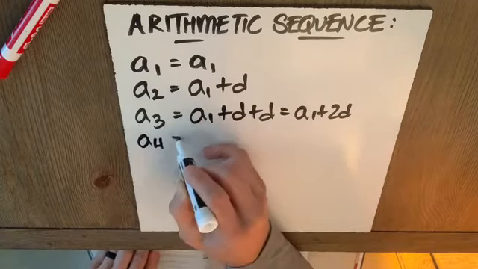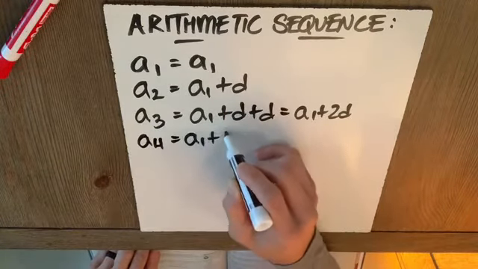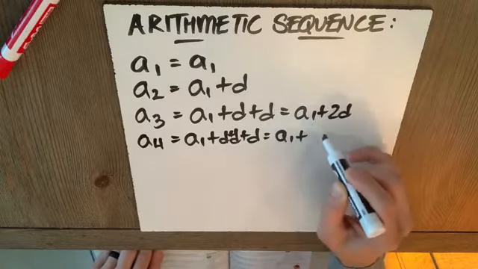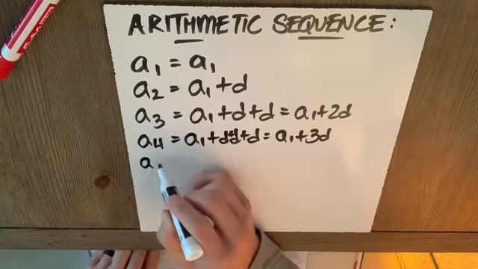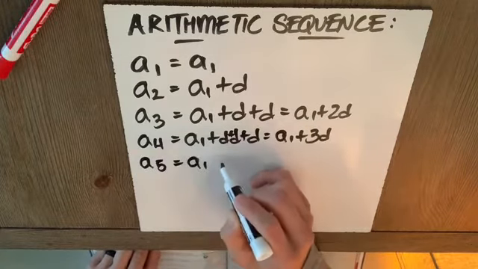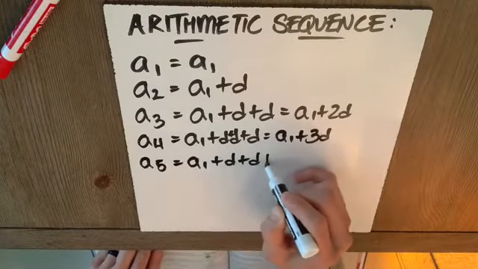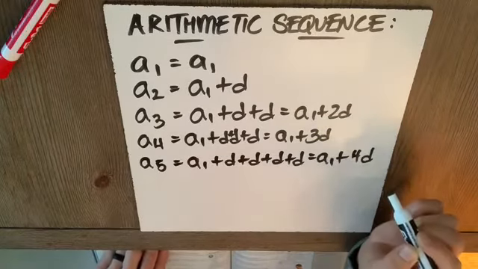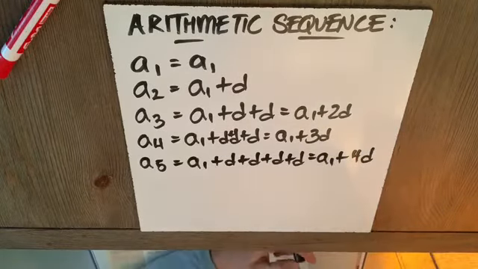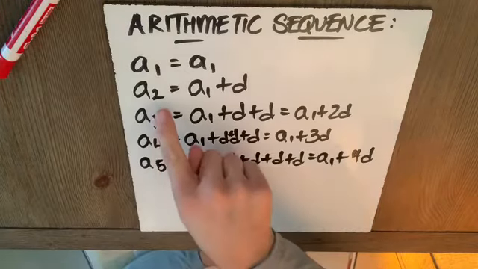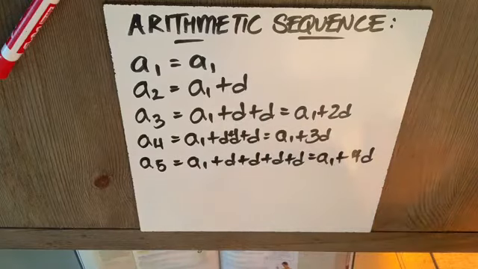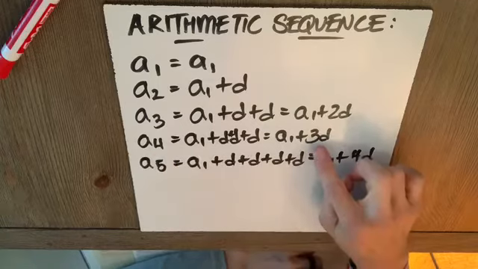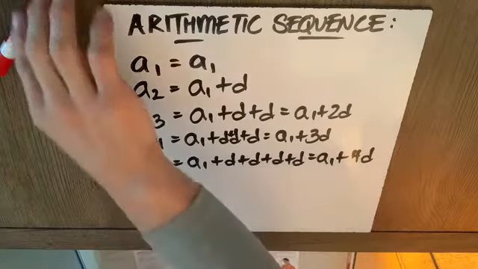Our fourth term would be A1 plus D plus D plus D, or A1 plus 3D. Our fifth term would be A1 plus D plus D plus D plus D, or A1 plus 4D. Now, take a look at the pattern that's emerging. When we want the second term, we had 1D. When we wanted the third term, we had 2Ds. When we wanted the fourth term, we had 3Ds. When we wanted the fifth term, we had 4Ds.